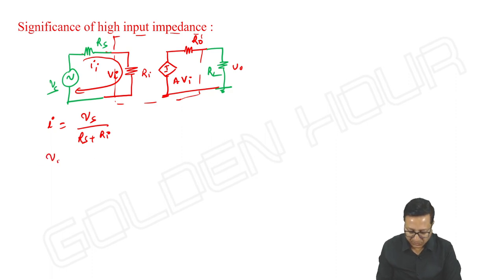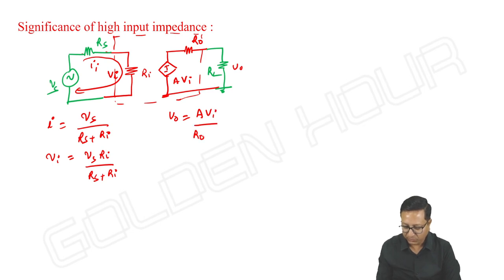And what about the input voltage? By the voltage division rule, that is Vs into Ri by Rs plus Ri. Similarly, at the output side, V output, using the voltage division rule, is A into Vi by Ro plus Rl multiplied with Rl. This is well known to us and we discussed it earlier in the previous sections as well.